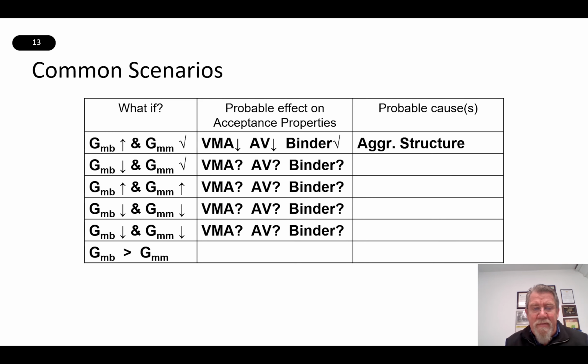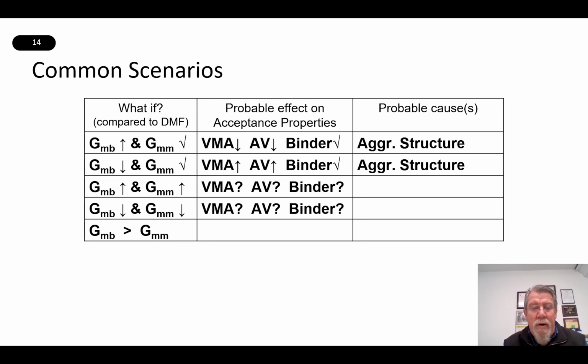So the net effect on common scenario number one, if your GMB goes up and your rice is okay, your GMM is okay, your VMA will go down, your air voids will go down. Most likely, your binder content will be fine. So the cause, remember, in VMA, it's all in your ag structure. So make a change to the gradation of your materials.